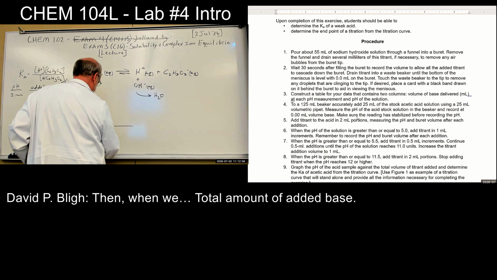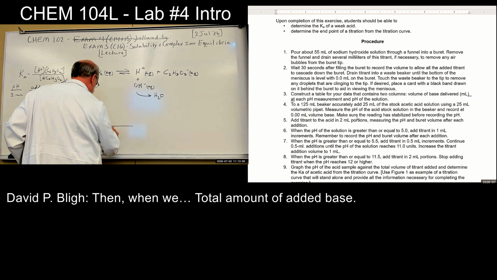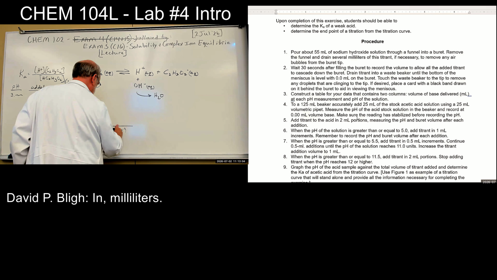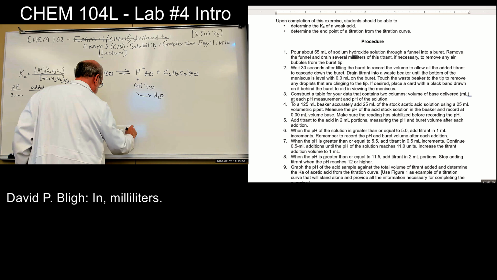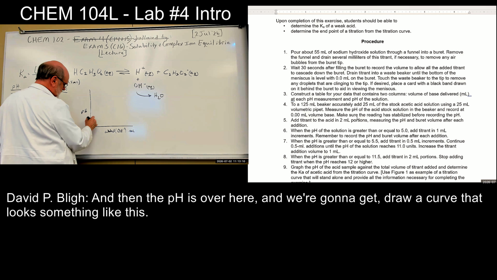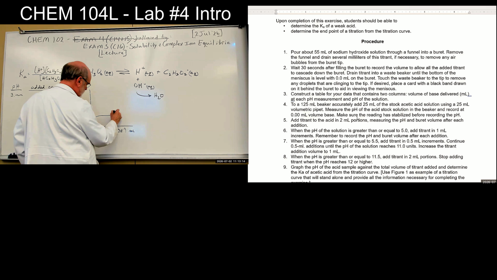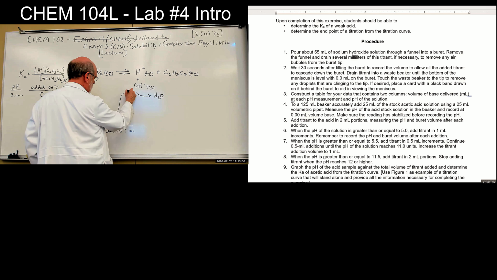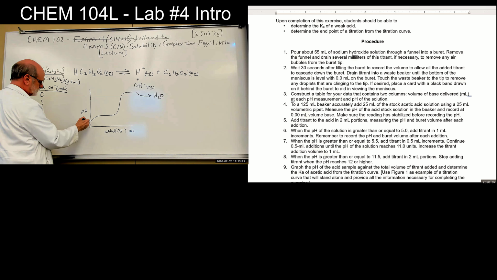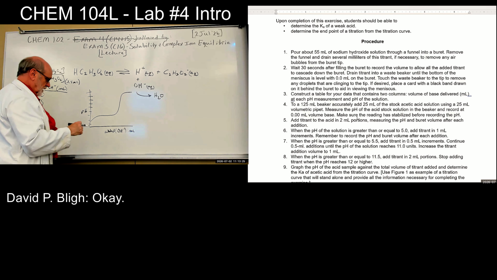Then we plot the total amount of added base in milliliters, and the pH is over here. And we're going to draw a curve that looks something like this. Right? And then pH values over here.